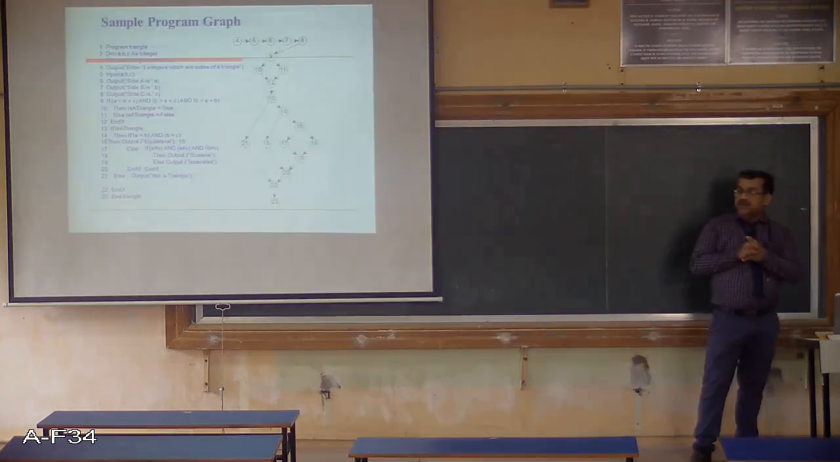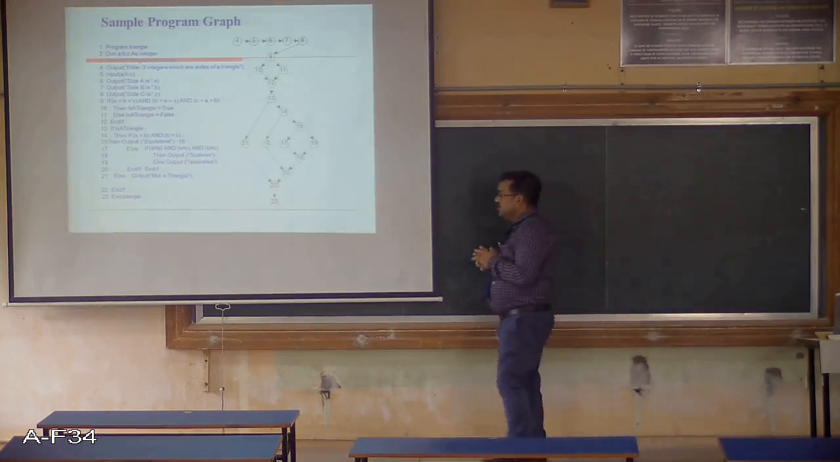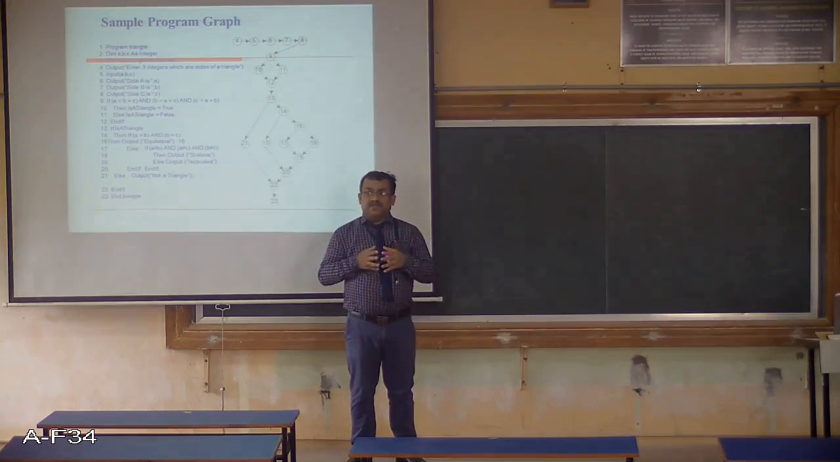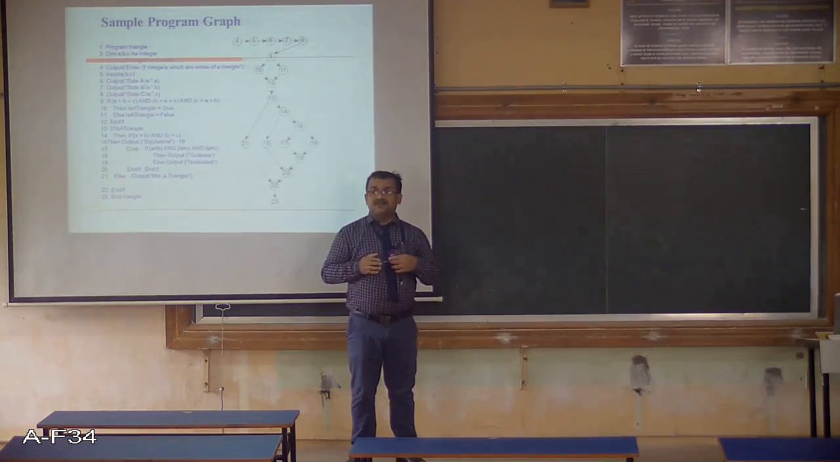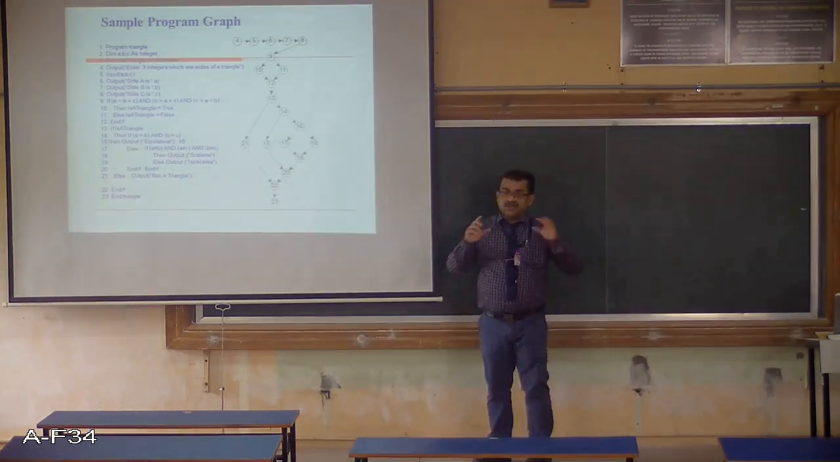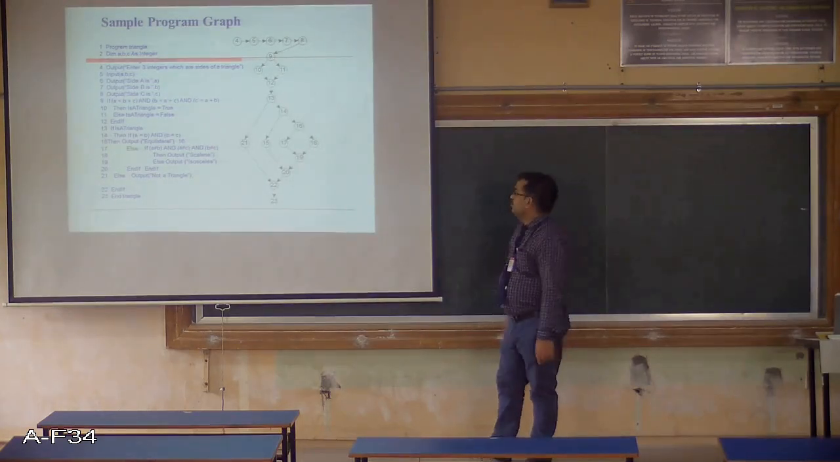So try to understand this program flow graph in terms of the triangle problem that we have discussed. What was the triangle problem? That is basically the problem where we try to identify the isosceles, scalene, equilateral triangle, right? Equilateral, scalene and the isosceles triangle.